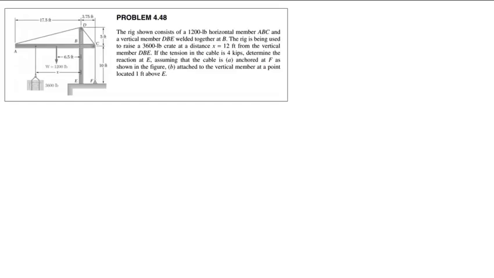The rig shown consists of a 1,200-pound horizontal member, ABC, and a vertical member, DBE, welded together at B. The rig is used to raise a 3,600-pound crate at a distance 12 feet from the vertical member, DBE. If the tension in the cable is 4 kips, determine the reaction at E, assuming that the cable is anchored at F as shown in the figure, or anchored to the vertical member at a point located 1 foot above E.